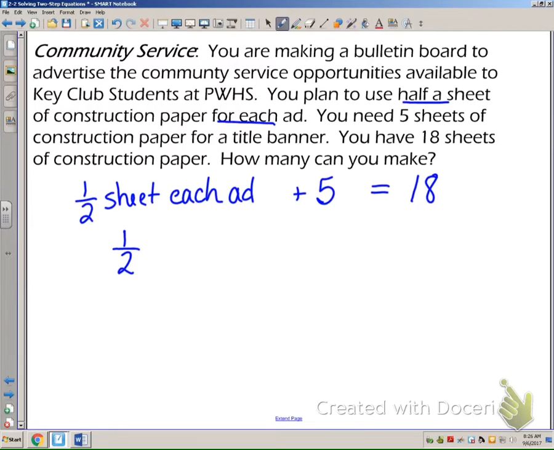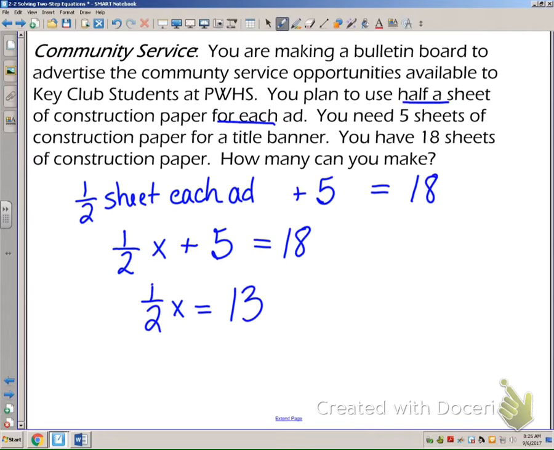So let's define our variable here. We'll just let X represent the number of ads we can have. So half a sheet of paper per each ad plus the 5 sheets that I'm going to use for my banner gives me a total of 18. Well, we know we can subtract that 5 away right off the bat because we're using it for the banner. So really we only have a half x equals 13. I just subtracted the 5 from each side.